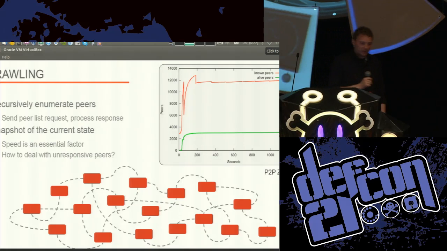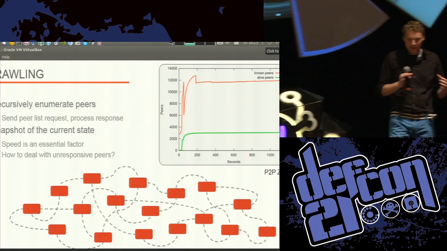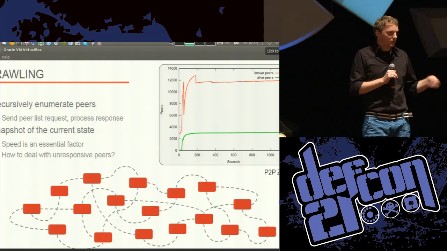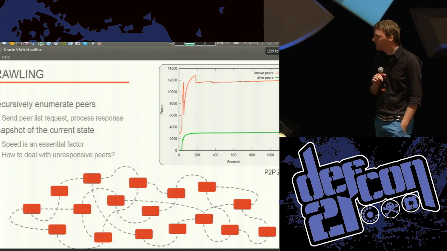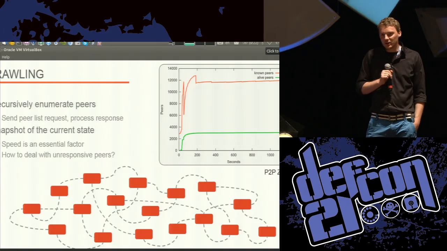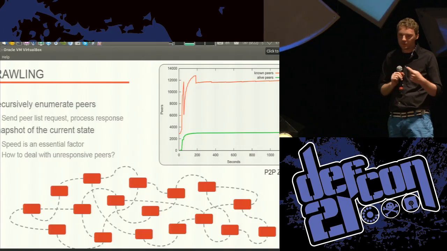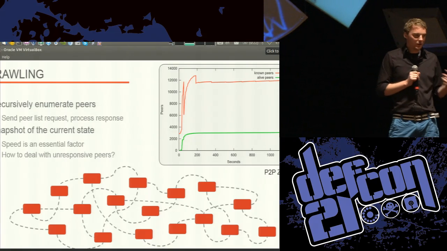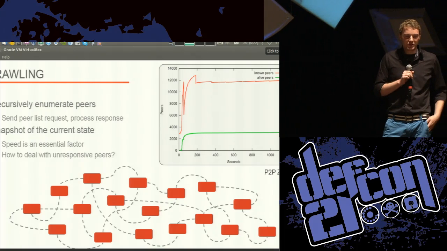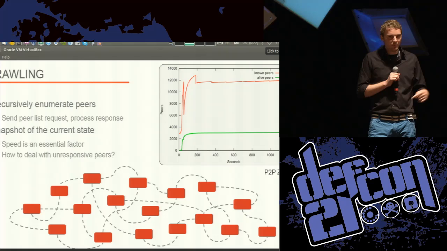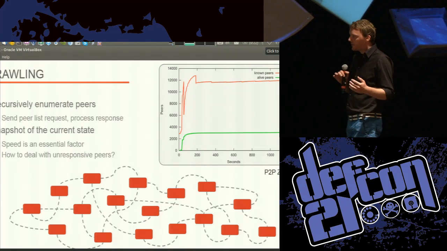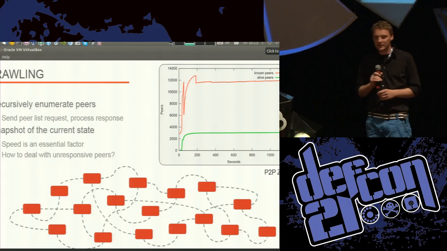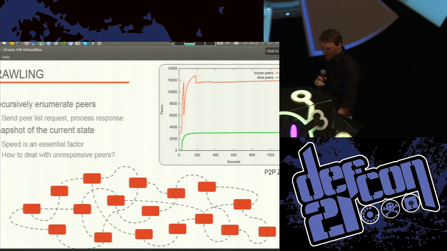And one important thing is crawling speed. So ideally, we would be able to take a snapshot of the current peer-to-peer graph, and then enumerate the peers in that snapshot. But that's not possible. First off, because you have to do that actively. You have to send out requests and process the responses, and that takes time. And while you're doing that, the structure of the graph might be changing. Right? Peers might go offline, new peers might come online. So you will never be able to get that snapshot, right? But to come closest to that, you want to be as quick as possible.